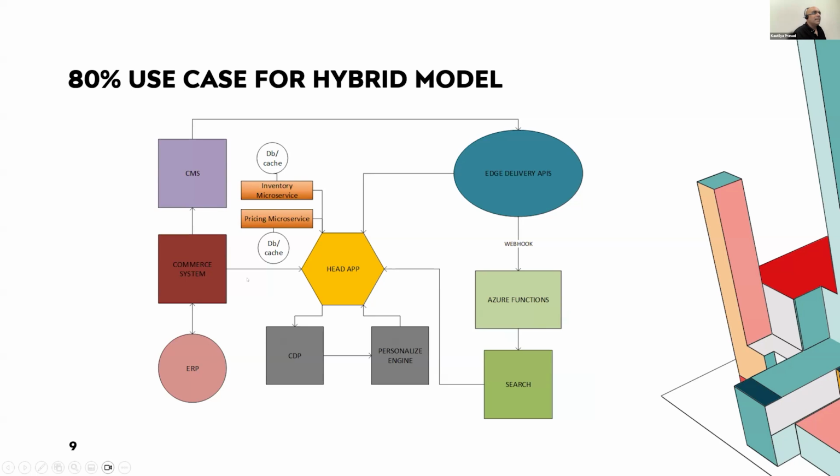But what happens is sometimes the commerce system, depending on the commerce system, it may have its own APIs, so you can call it. But if it does not support the scale of queries we want to achieve, you might want to extract it in its own microservice.